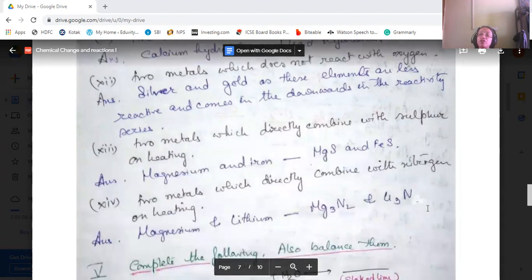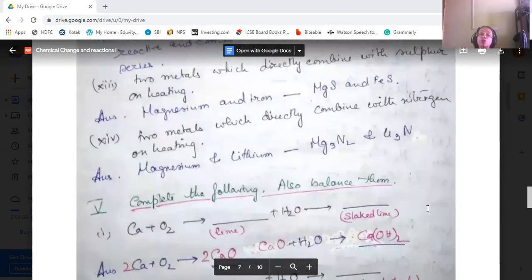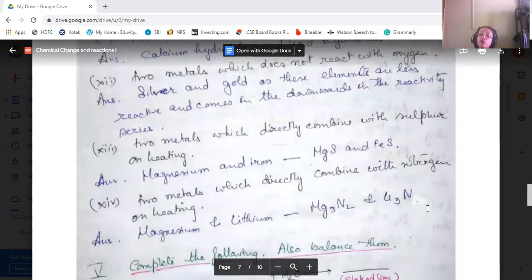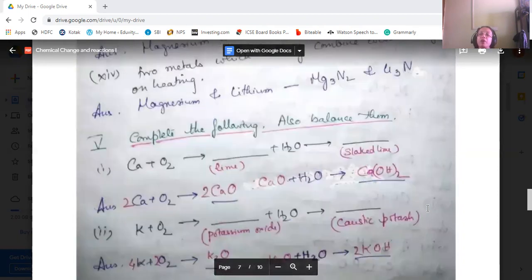Then two metals which directly combine with sulfur on heating are magnesium and iron, forming magnesium sulfide and ferrous sulfide. Then two metals which directly combine with nitrogen on heating: magnesium and lithium, forming magnesium nitride, Mg3N2, and lithium nitride, Li3N. Next, we come to complete the following and also balance them.